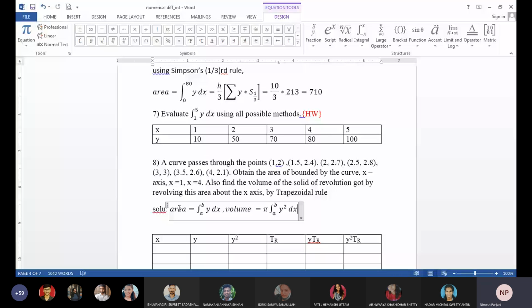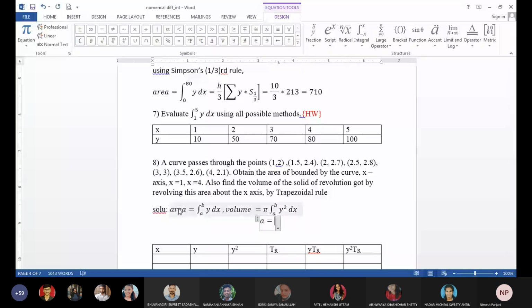Okay, so what are the things here? What is the value of a? Okay, what is the value of a? Can anyone tell? 1. 1. What will be your b? 4. 4. What will be your h? 0.5. 0.5. Very nice. And what is your n?